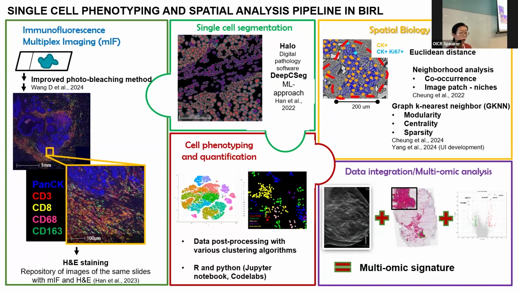Recently, we have spent more time looking at spatial biology tools. The most recent one is the graph construction, graph K-nearest neighbor analysis of the cell arrangements. And we have also recently improved the UI so that the users can more easily change the parameters when they run the algorithm. And then lastly, I just want to mention that we have currently been spending a lot of time on building tools to look at data integration or multi-omic analysis.